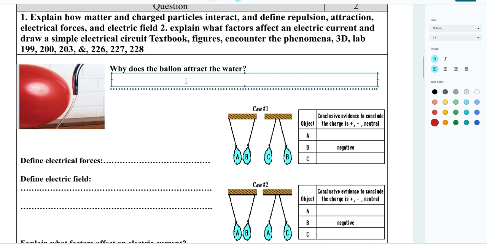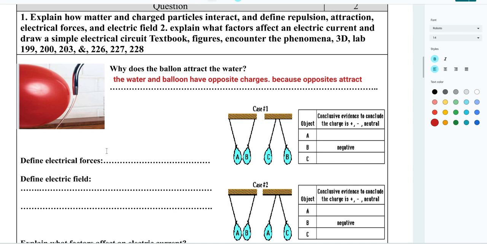Why does a balloon attract water? The water and balloon simply have opposite charges. We're not 100% sure which one has a negative charge or a positive charge, but we know that they are opposite charges. The water and balloon have opposite charges because opposites attract. We know, whether we're talking about electricity or magnets, that opposites attract.